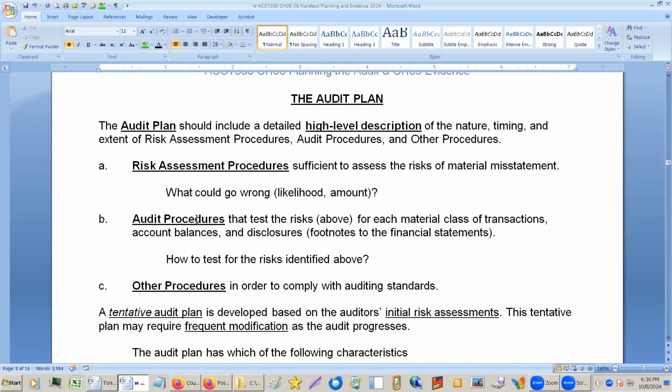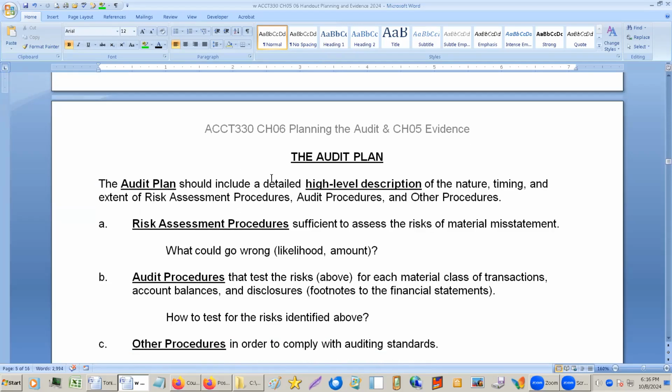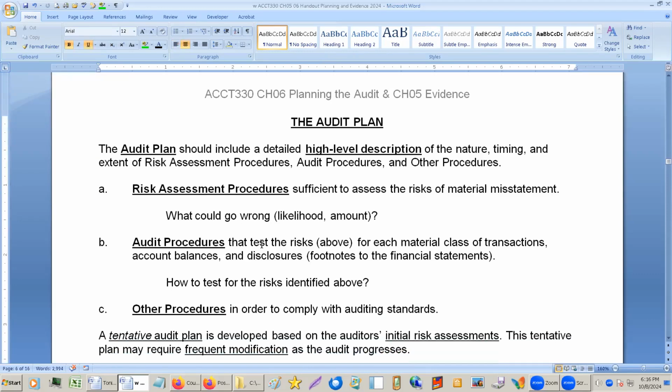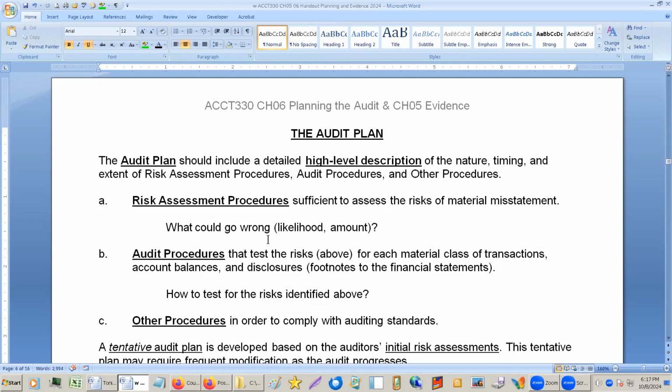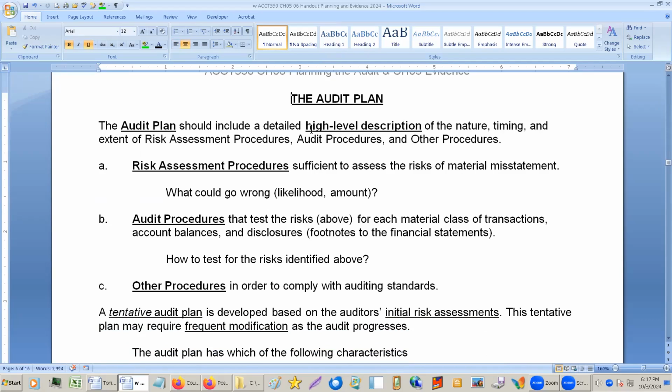Okay. The audit plan. I already said this, but everything in auditing is documented. Every single step is documented. And the audit plan has a lot of that documentation. It's a high-level description. Everything is described in the audit plan. What do you do? How do you test this? How do you test all that kind of stuff?